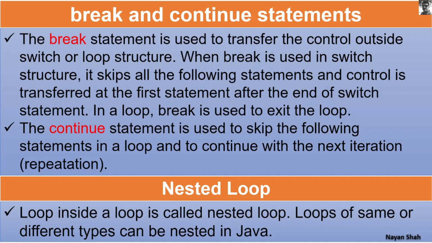There is another topic called nested loop. Very simple topic. When we write a loop inside a loop, it is called a nested loop. You may write a for loop and then inside the for loop write a do while loop, or you may write a for loop within another for loop, any combination of loops. But when there are two loops written inside one another, it is called a nested loop. So loops of the same or different types can be nested in Java. As I said, within a for loop you can write a do while loop or while loop or even a for loop itself. That is called nesting of loops.